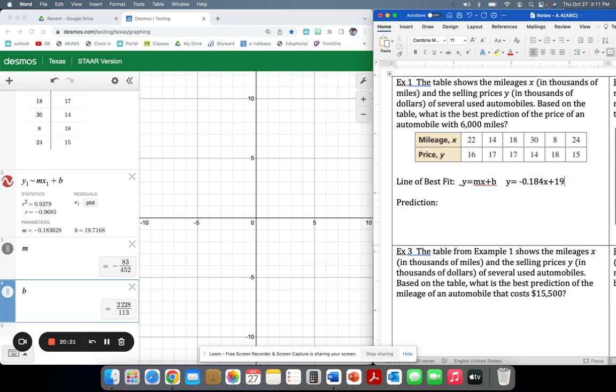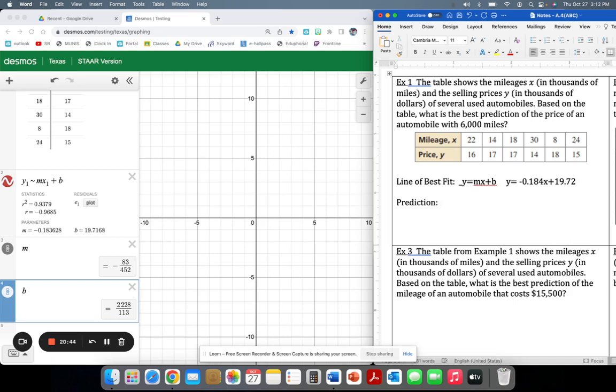So 19.71, 72, because I'm rounding it off. 6 is bigger than 5, so I have to give one place value to the 1. This is my equation of the line of best fit.